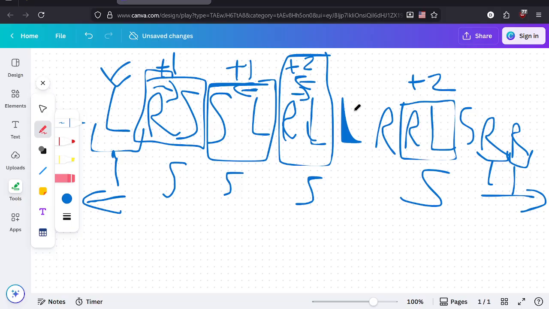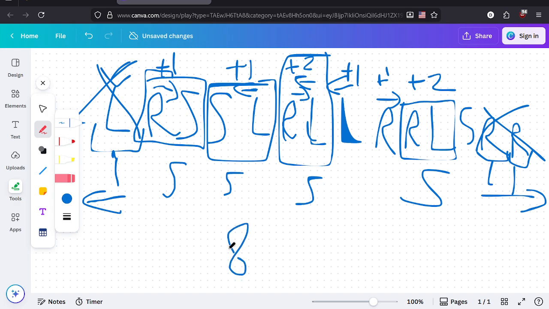Because notice, once all these become S's, what happens? This collides into this, it's +1. This collides into this, it's +1. So once you ignore these, what would our total be in this case? Let me just calculate it. 1, 2, 4, 5, 6, 8. It would be 8.